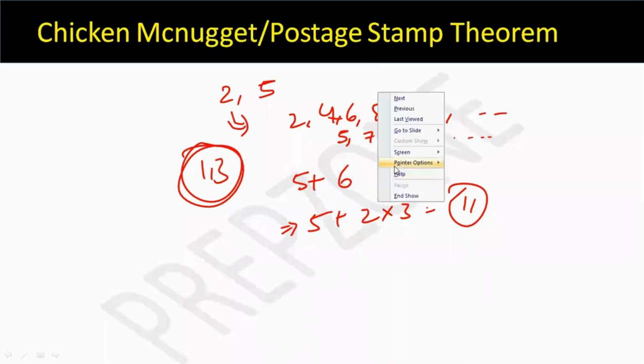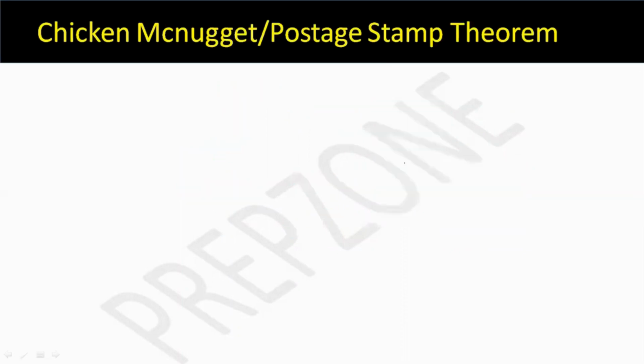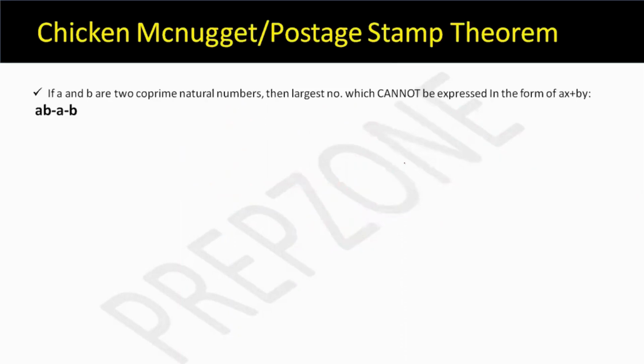That is where this chicken nugget theorem, or you can also call it the postage stamp theorem, comes in, but again, we don't really care about the names. Let's see what the application is. The question says that if A and B are two co-prime natural numbers. Co-prime are those whose HCF is 1, right? This is only applicable if the HCF is 1. If A and B are two co-prime natural numbers, then the largest number which cannot be expressed in the form of AX plus BY is AB minus A minus B. I saw in my previous example that the largest number was 3. Let's try to see. So 2 into 5, 10 minus 2 minus 5, which is 3.